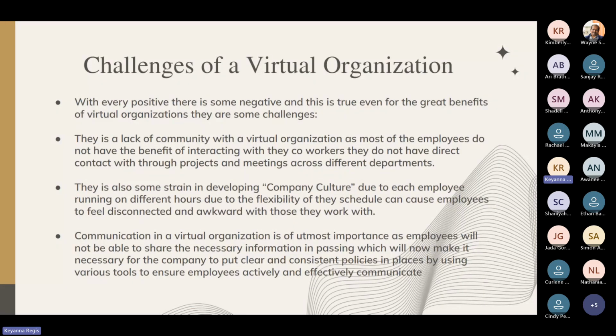Challenges of a virtual organization. With every positive, there is some negative, and this is true even for the great benefits of virtual organizations. There is a lack of community within a virtual organization, as most of the employees do not have the benefit of interacting with their coworkers. They do not have direct contact through projects and meetings across different departments. There is also some strain in developing company culture, as each employee running on different hours due to the flexibility of their schedule can cause employees to feel disconnected and awkward with those they work with.